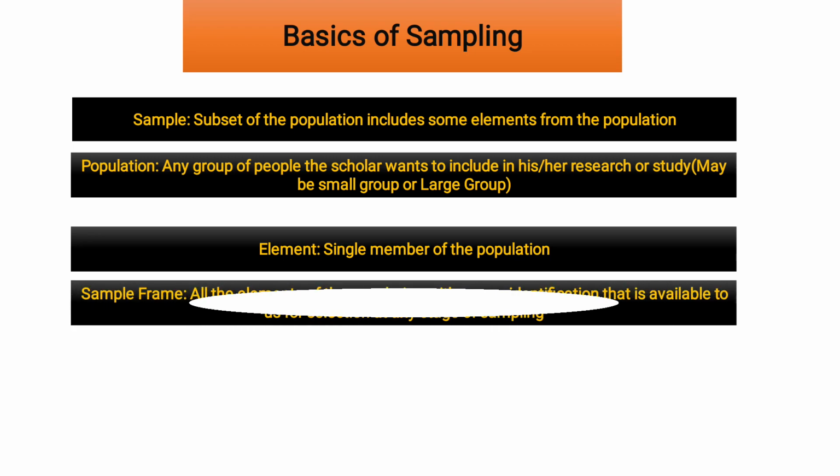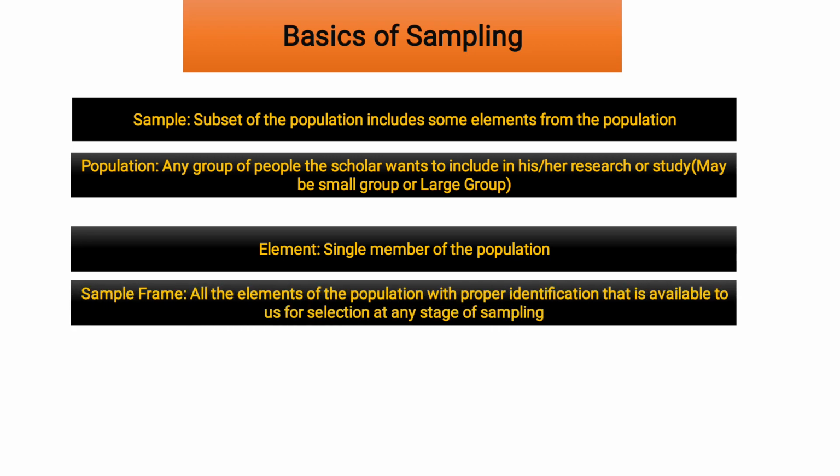The next one is the sample frame. This is very important, and if you are interested in quantitative research and you want to do proper sampling without any bias, then the sample frame is the first requirement to draw a sample. So what does it mean by sample frame? It is all the elements of the population, with proper identification, that are available to us for selection at any stage of sampling, right?